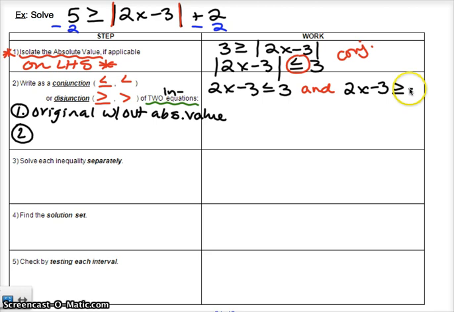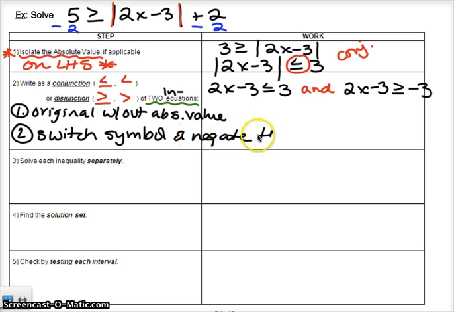And then you're going to negate the sign. Negating the sign means you make it opposite of what it is. So here the 3 was positive, we now make it negative. If it was negative, we'd switch it and make it positive. So that second inequality is written by swapping or switching the symbol and negating the sign, meaning the number on your left-hand side is going to be opposite of what it was originally.